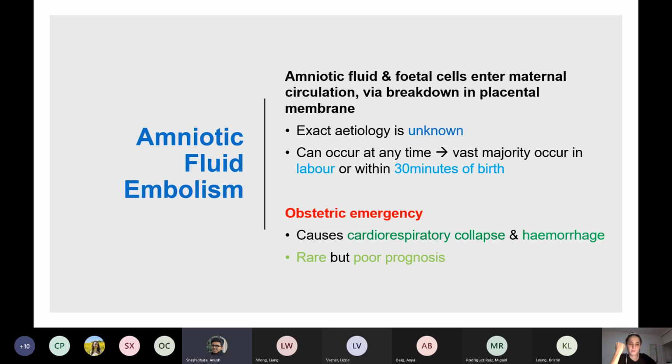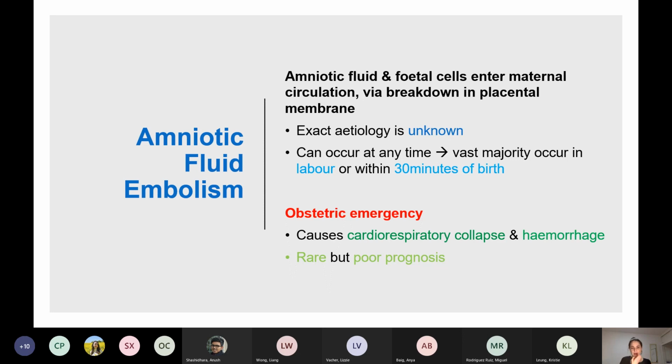Okay, so an amniotic fluid embolism is amniotic fluid and fetal cells basically entering the maternal circulation, and it's caused by a breakdown in the placental membrane. So the cause is unknown, and they think it's basically due to having strong uterine contractions if you've got excess amniotic fluid, or something that's disrupting the blood supply to the uterus. And it can occur at any time in pregnancy, but most of the cases occur in labour or within 30 minutes after birth.